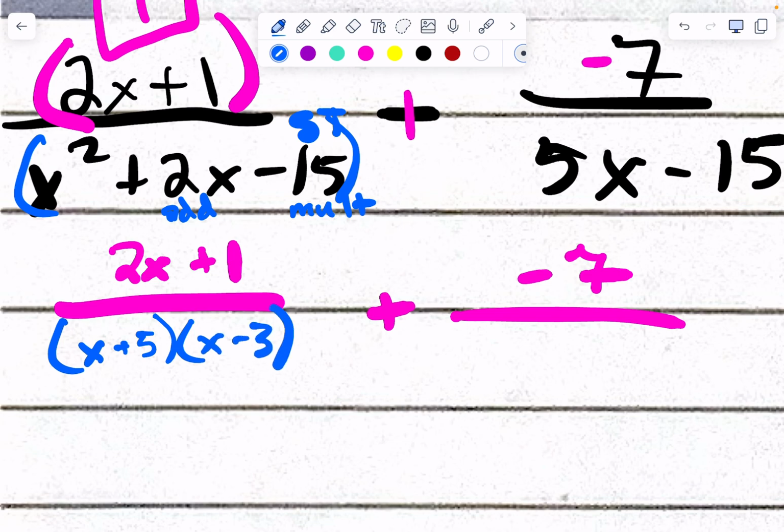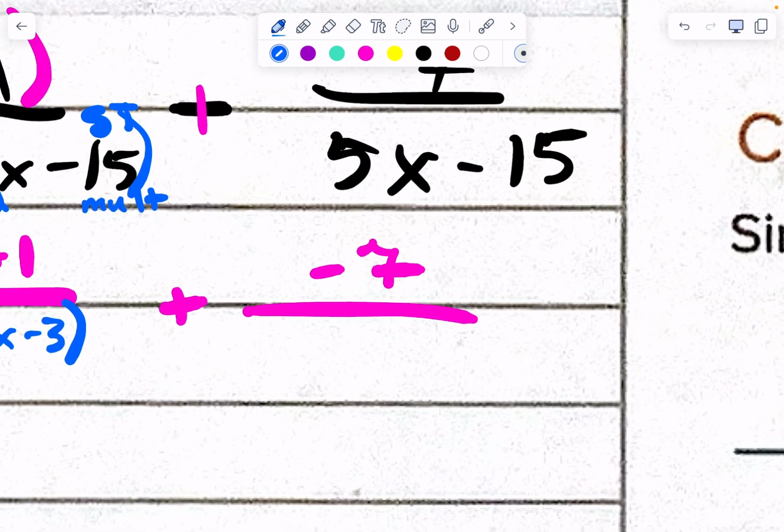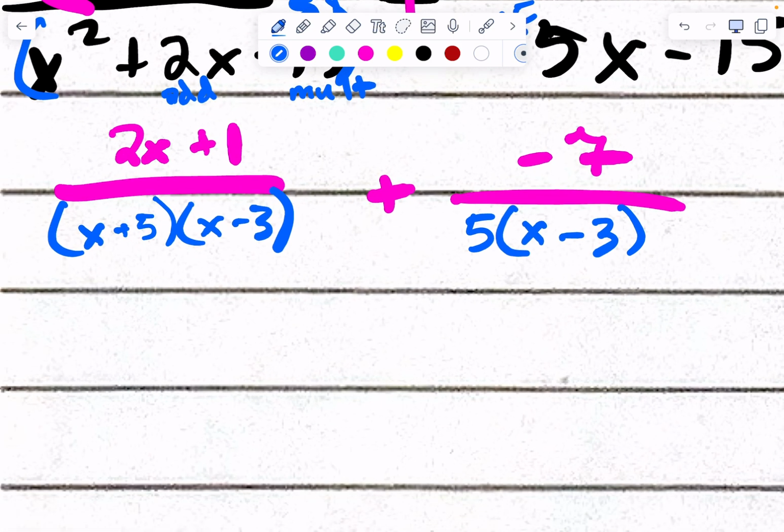Do you agree? Diamond, quick. 5 times negative 3 is negative 15, and 5 minus 3 is positive 2, so that will work. All right, what about 5x minus 15? That's a GCF, right? Greatest common factor. We're taking a 5 out, and left over is x minus 3. So I have it broken down like this. Got it?